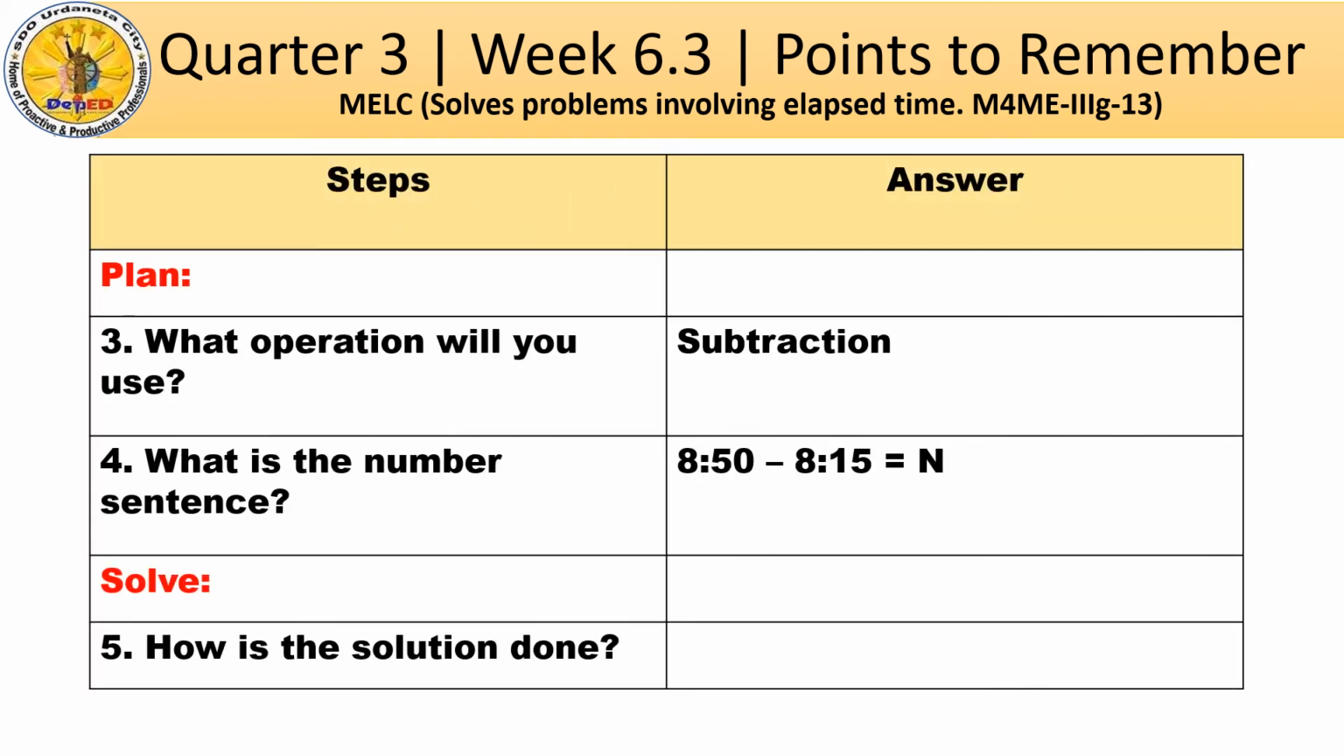The next step is plan. Under this step, determine the operation to be used. Since we are looking for the elapsed time, ang gagamitin natin ay subtraction. We need to subtract the time started from the time ended. Ngayon alam na natin ang operation na gagamitin, we can now write the number sentence. So the answer is 8:50 or the time ended minus 8:15 or the time started equals n.